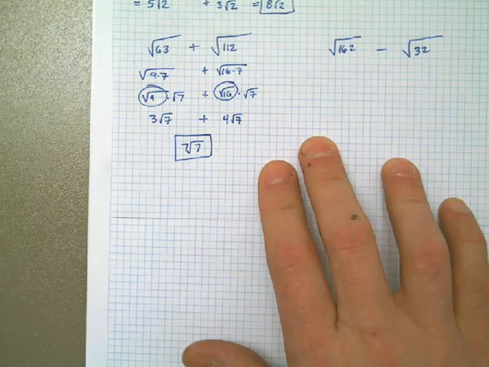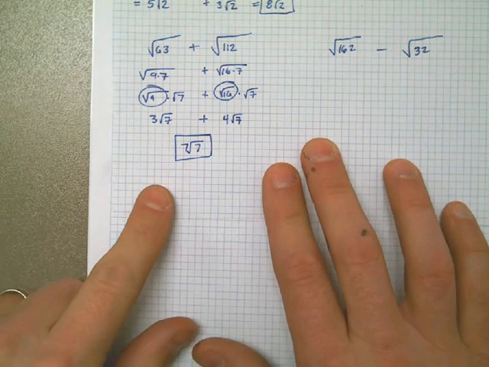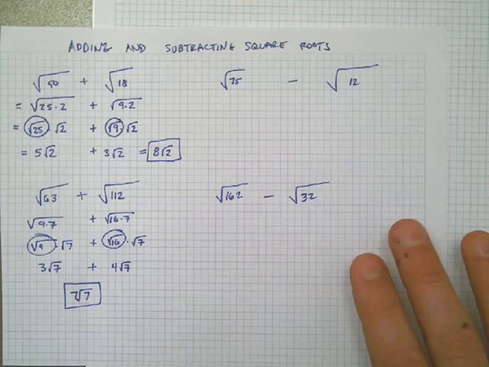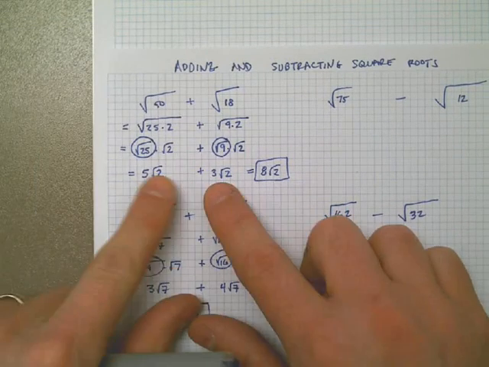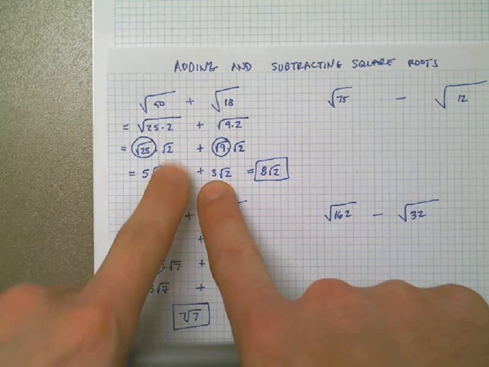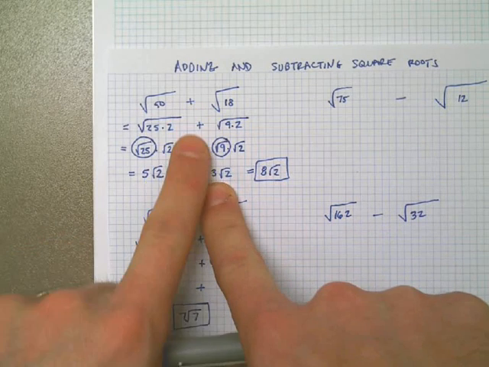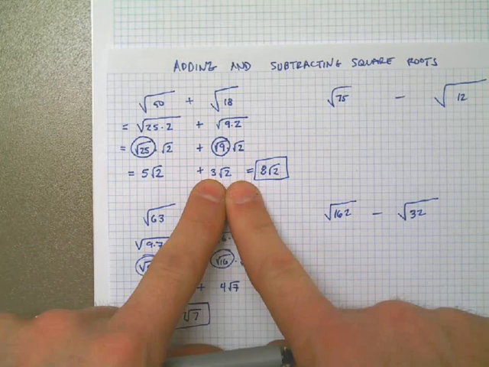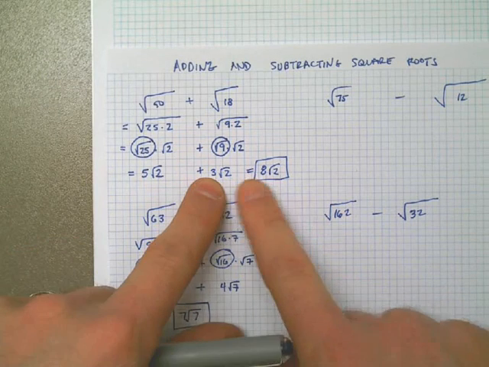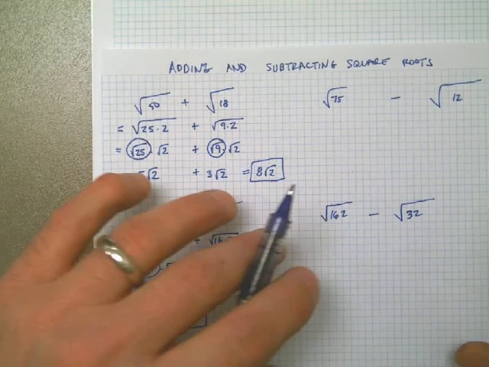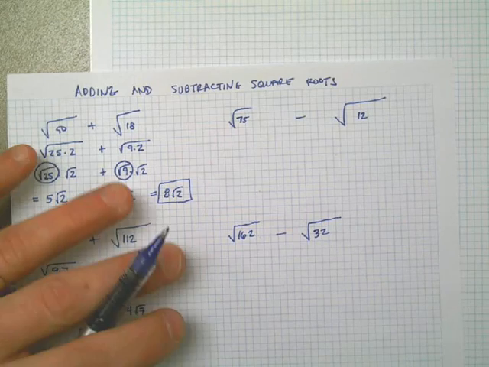Now if I can do that with addition, I can do that with subtraction as well. Let's do 2 more problems. The only difference is, if this becomes a minus sign at the end, I subtract 5 from 3. If this is a minus sign, I would end up with 5 square roots of 2 minus 3 square roots of 2. 5 minus 3 would give me 2 square roots of 2 instead. That's the one difference. So let's try it with a couple problems over here.